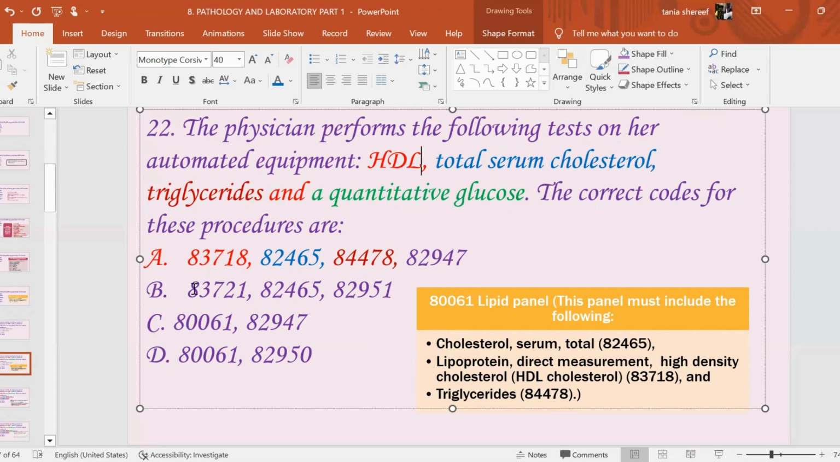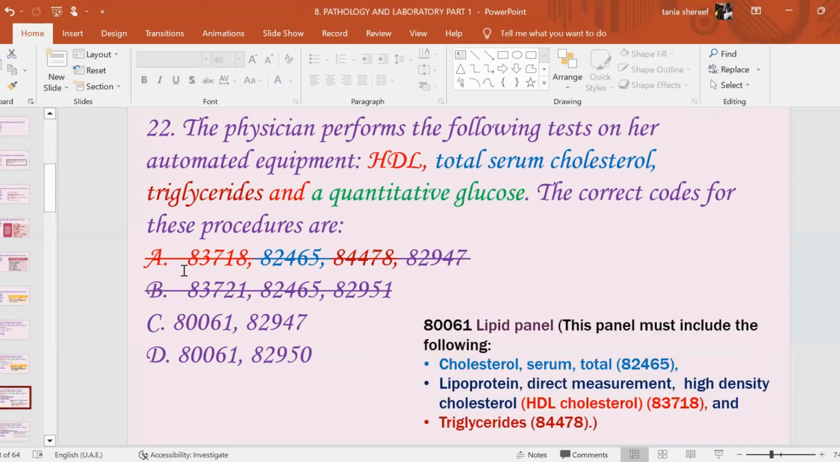80061. So we are having 80061 for option C as well as D. So we are removing A and B. And so first we are using the code 80061.